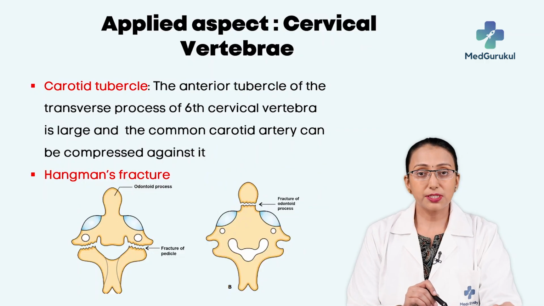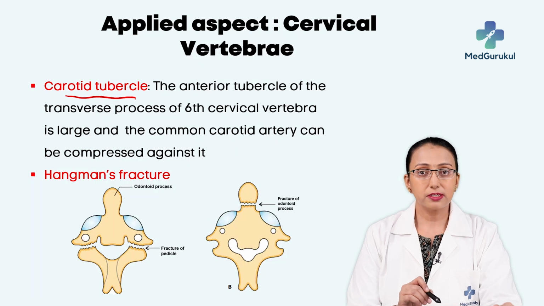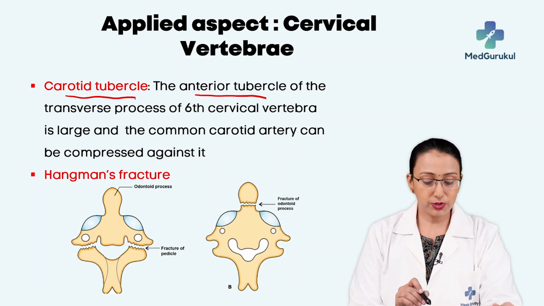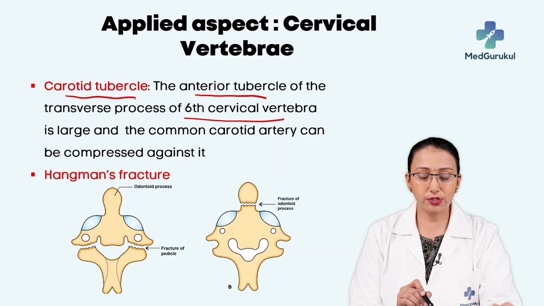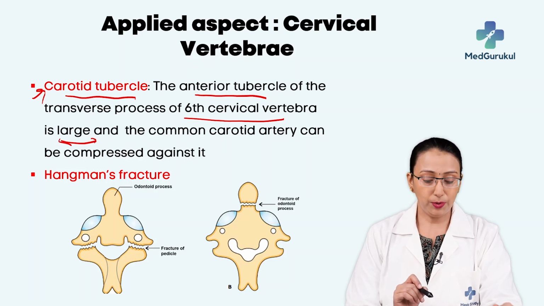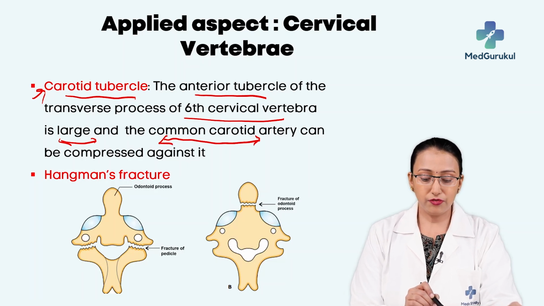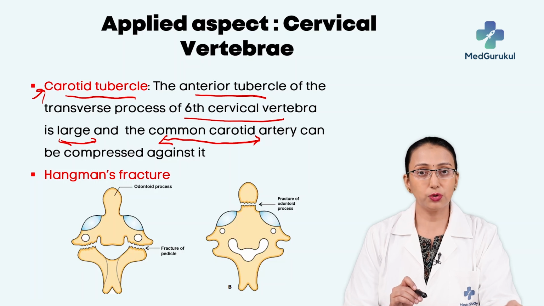Now, coming to the applied aspects of these cervical vertebrae. Carotid tubercle. So, what is this? This is the anterior tubercle which is present along the transverse process of the 6th cervical vertebra. It is larger and hence prominent and hence called the carotid tubercle. It compresses the common carotid artery in a few persons. If the tubercle is larger, it can compress the common carotid artery which is present in front of it, hence leading to syncopal attacks.